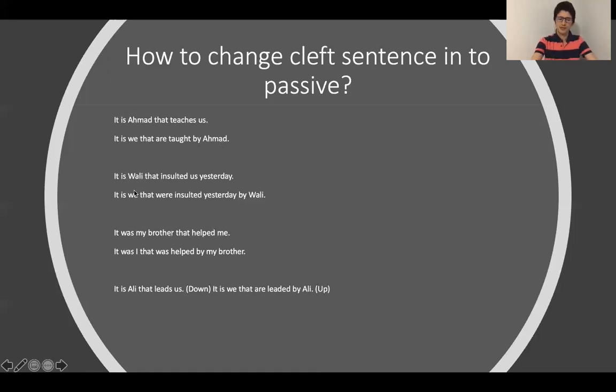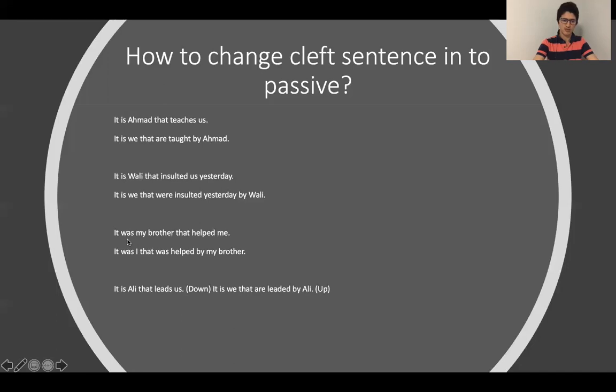For the second example, it was Wali that insulted us yesterday. So here the object becomes subject. Us is changed to what? We. Always when you change active to passive, the objective pronoun is changed to the subjective pronoun. That were insulted is changed to past be plus past participle because it is past time. The second form of the verb is changed to was or were plus past participle, and because it is plural we, we use that were. It is we that were insulted yesterday by Wali.